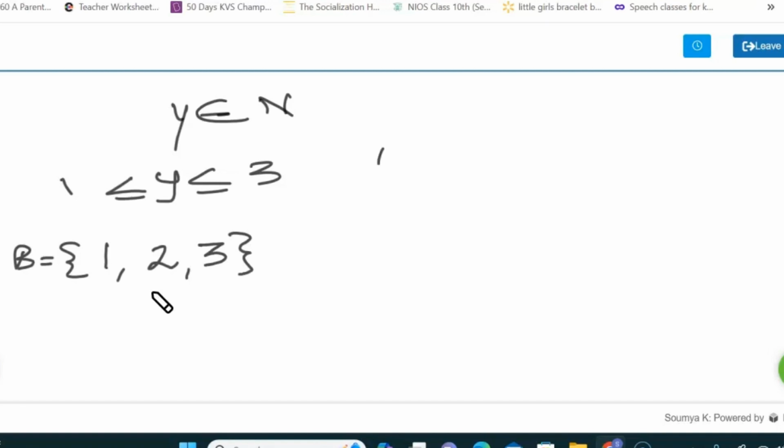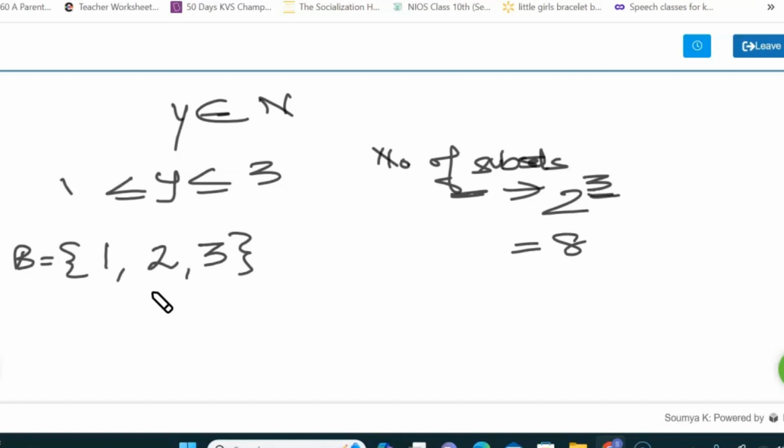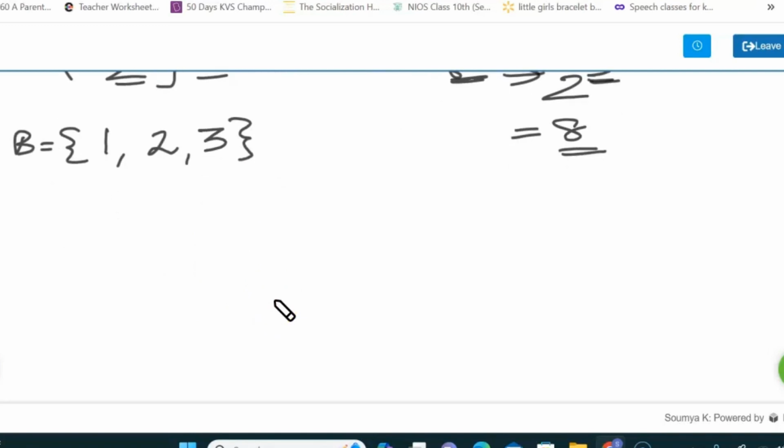Let's check. Number of subsets will be 2 raised to 3 elements because of these 1, 2, 3 elements. Answer is 8. So you will get a total of 8 subsets. So how to find them?